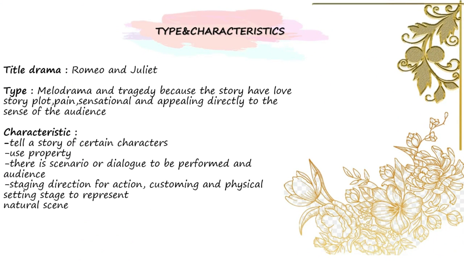We go into the first elements, types and characteristic. There are three parts. The first is the title of the drama, Romeo and Juliet. The second is the type, which contains melodrama and tragedy, because the story has a love story plot, pain, sensation, and appeals directly to the senses of the audience.